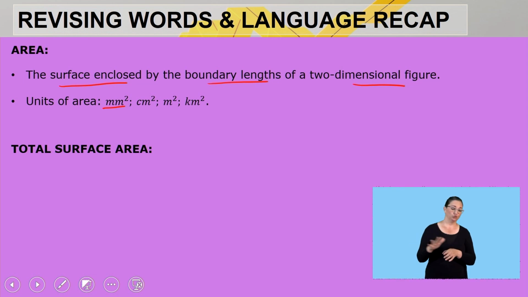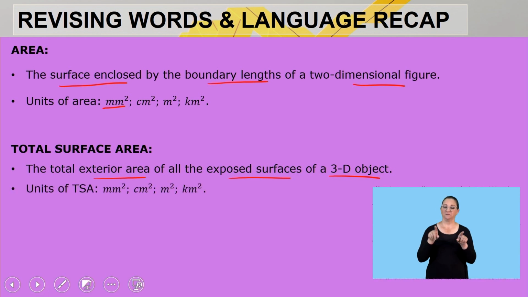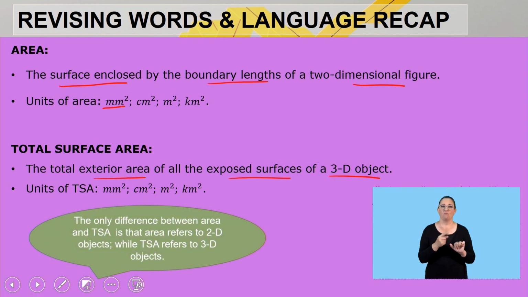Then we've also indicated that the total surface area is the total exterior area of all exposed surfaces of a three-dimensional object. Then indeed, the same as with area, the units of total surface area are also millimeters squared, centimeters squared, meters squared, kilometers squared. Then I've also indicated here that the only difference between area and total surface area is that area refers to two-dimensional objects, while total surface area refers to three-dimensional objects.